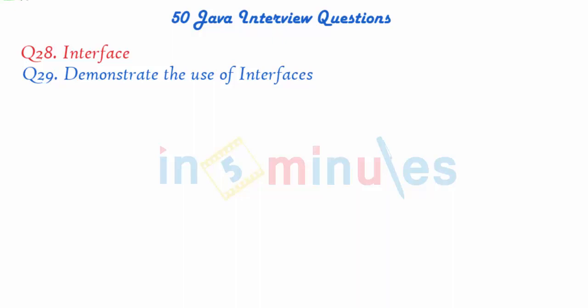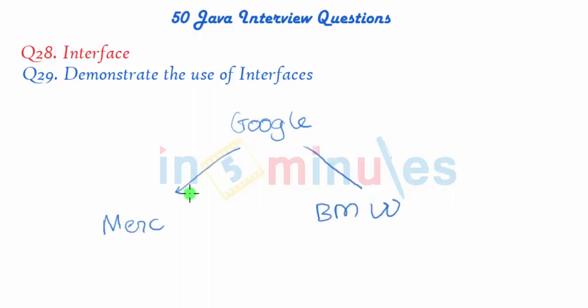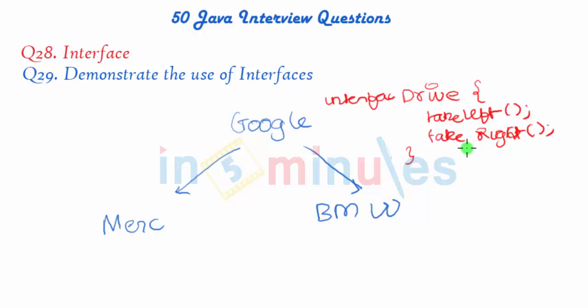Let's try and visualize. So this is how it will look. You have Google on top of everyone, and we have Mercedes and BMW and of course many other brands. So as I said, Google owns the concept of the self-driven car. So Google releases an interface. This interface will be the drive interface. So we'll have the interface keyword, interface drive. Now inside this interface, we'll have a few methods like take left, take right, and of course go ahead and stop and go behind, all of that.